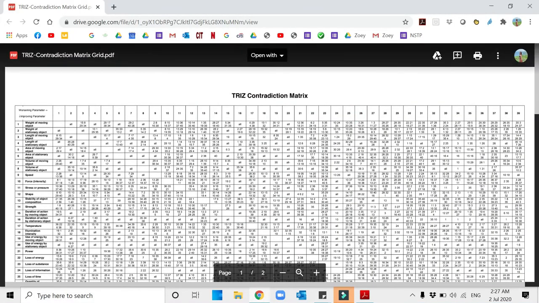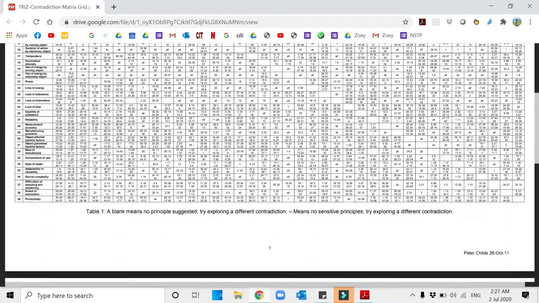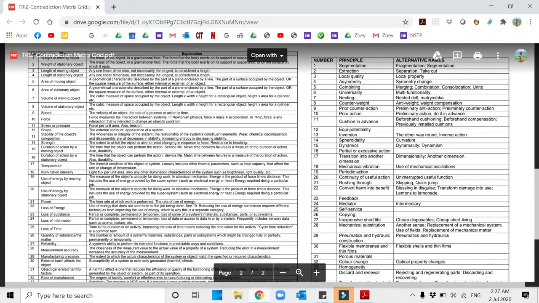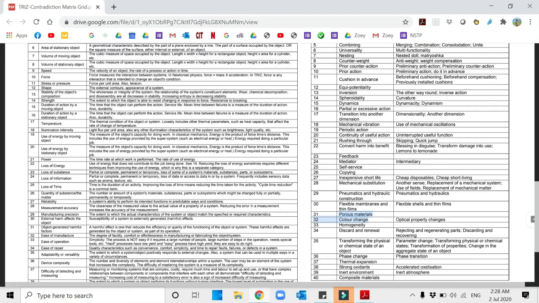So we go to row 16. It's better to really print this out because it's really small. Row 16, and from there, this is column 26. Therefore, we can improve using principles 3, 35, and 31. So 3, 35, and 31, we go now to page 2. Three is local quality.